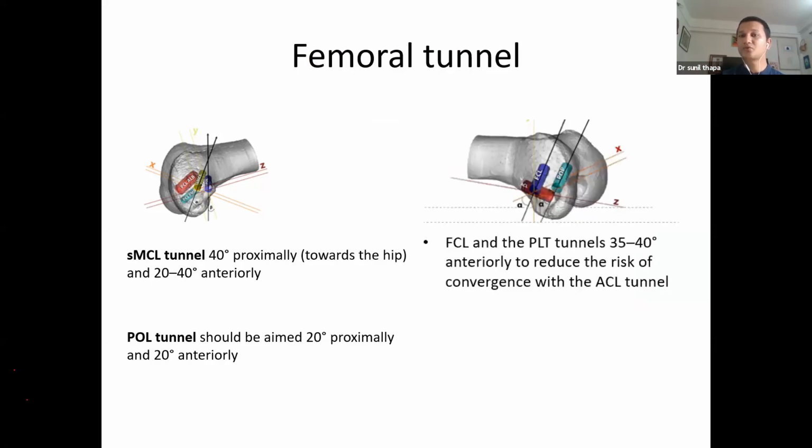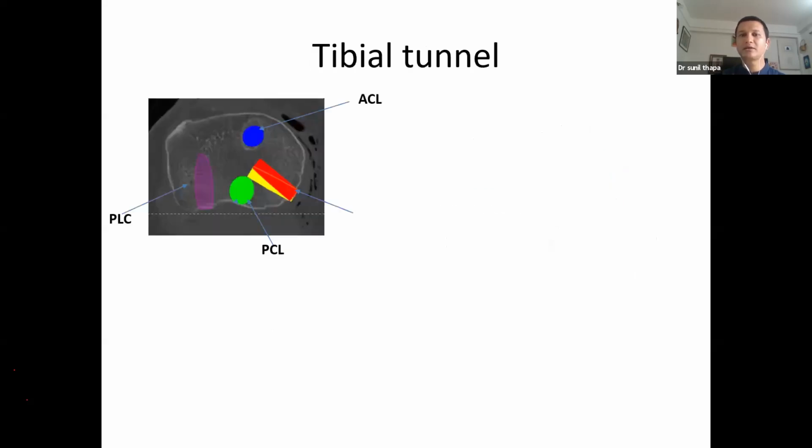On the lateral side, so as to avoid convergence with the ACL tunnel, the FCL and popliteus tunnel should be directed 35 to 40 degree anteriorly to reduce convergence with the ACL tunnel. And on the tibial side, we may have to create as high as 4 tunnels, as shown in the picture. One is the ACL tunnel, another is the tunnel for PCL, another is the tunnel for posterolateral corner reconstruction, and another for POL.